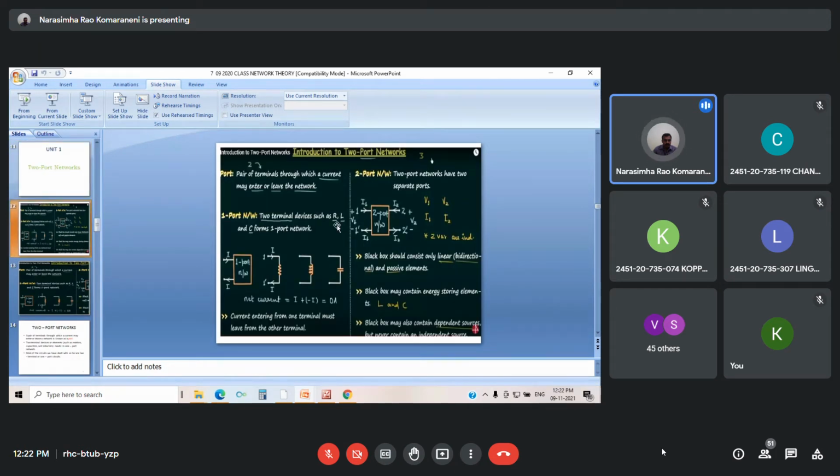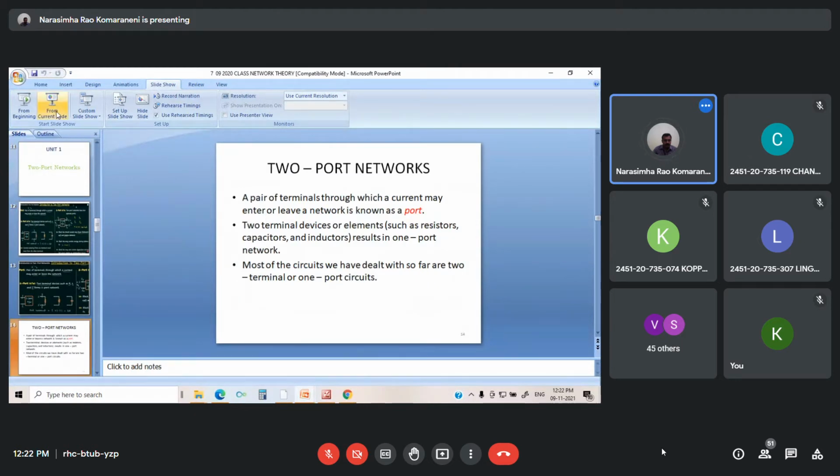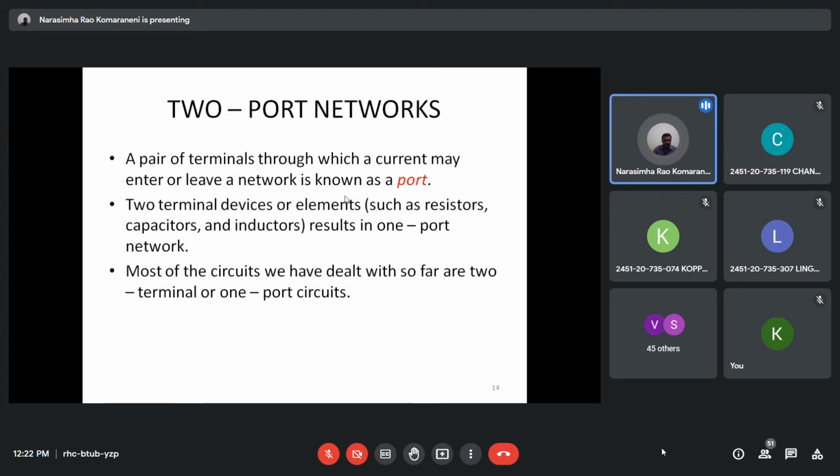Two-port networks. So what is a port? A pair of terminals through which current may enter or leave the network is called a port. Is it clear? These two-port networks have two separate ports. A pair of terminals through which current may enter or leave a network is known as a port. So all the two-terminal devices such as resistors, capacitors, and inductors are examples of a single-port network or one-port network.